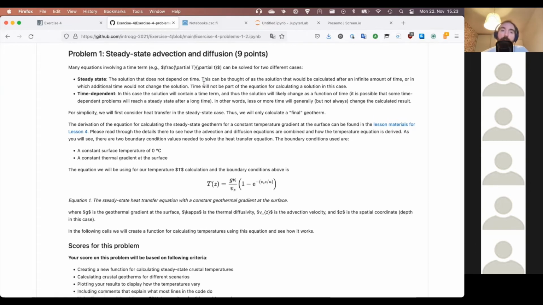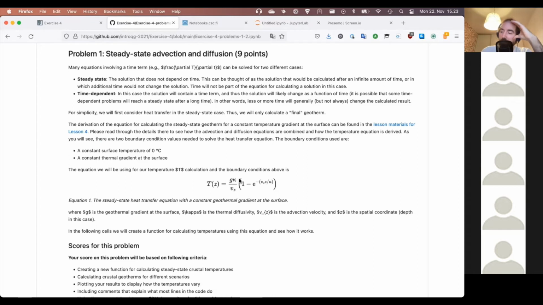Problem number 1 is about steady state advection and diffusion. So just start out with a couple definitions here, just to remind you that steady state means that the temperature is not changing with time. It's kind of like the temperature after an infinite amount of time, in which case if you add more time, nothing would happen to the temperatures you have calculated. This is in contrast to the time-dependent case where the temperature is changing as a function of time. So that's just our starting place.